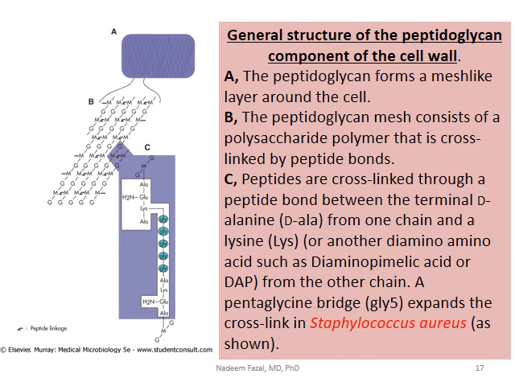And then again, B has another mesh, and you can see over here it's a repetitive mesh where you have a polysaccharide polymer, and this is cross-linked. You can see these links over here by peptide bonds. And if you look at number C all the way through, these are again peptides which are cross-linked through a peptide bond, and these are important because you need to know that before you understand how an antibiotic for gram-positive bacteria acts, because those antibiotics are going to break these bonds.